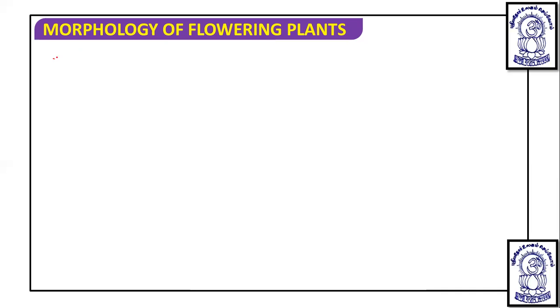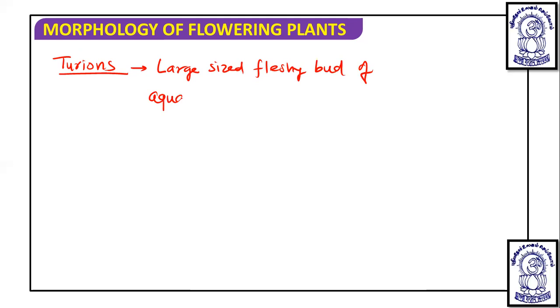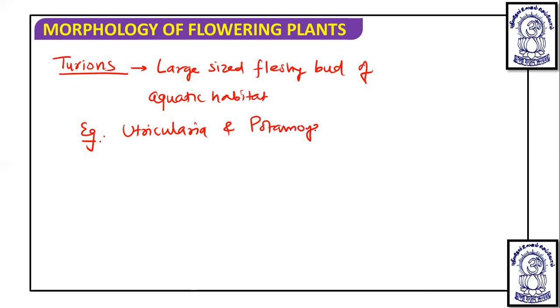Apart from this, one more modification is found that is known as turions. Turion is a large-sized fleshy bud of aquatic habitat, and that also plays a role in vegetative propagation. If you talk about the examples, they are Utricularia and Potamogeton.